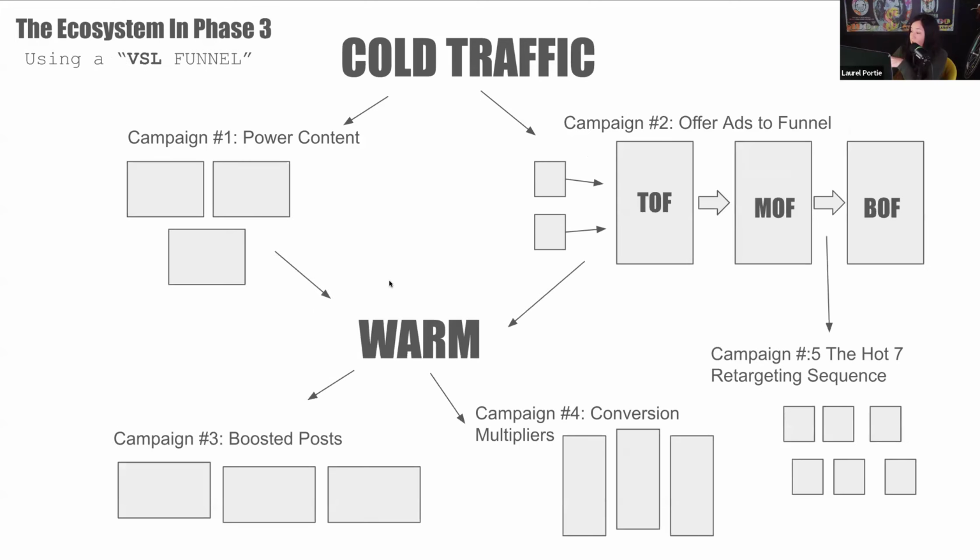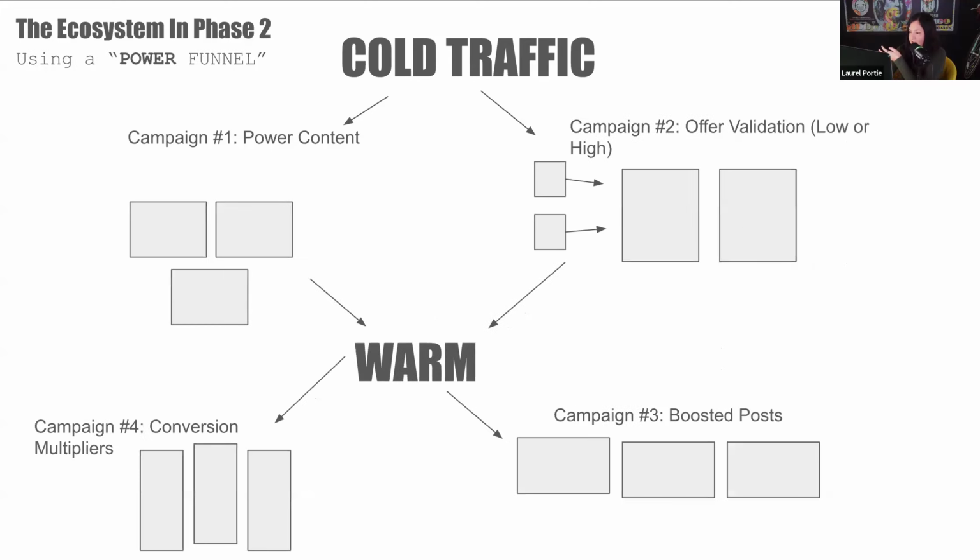Phase 3, campaign number 2 is going to become an entire funnel, whether that's a VSL funnel, a slow funnel, or an ebook funnel. Just know that campaign number 2 is going to become an entire funnel. And yes, this does apply to e-commerce. Campaign number 2 is going to be your e-commerce funnel. And then we're going to add in that hot 7 retargeting sequence. Okay. So that's just the phases of the ecosystem right there, right?